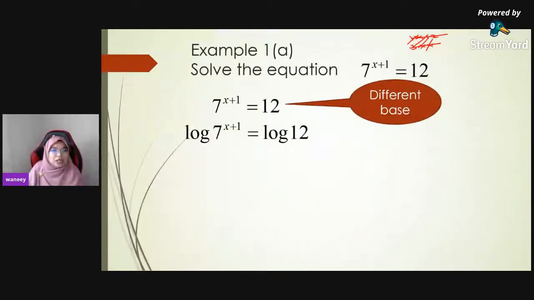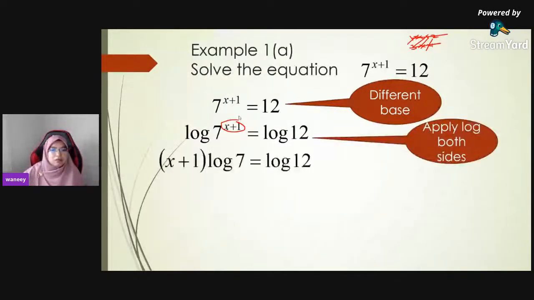Okay, so now log 7 to the power of x plus 1 equal to log 12. Over here, we have some power for the 7. That means we can easily bring the power down. You're going to get x plus 1 multiply with log 7 equal to log of 12. So don't forget to make a bracket for them, otherwise you might multiply them wrongly.